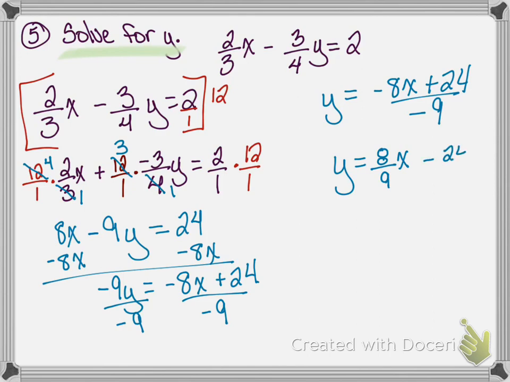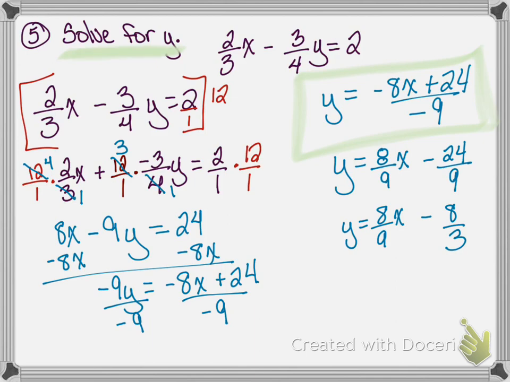minus 24 over 9. Now that minus 24 over 9 can be simplified even further. And so it becomes 8 over 9x minus 8 over 3. Now, if you got this as an answer, I would accept it because the directions just say solve for y. It does not say put into slope-intercept form. Or if you got this for an answer, I would accept it.